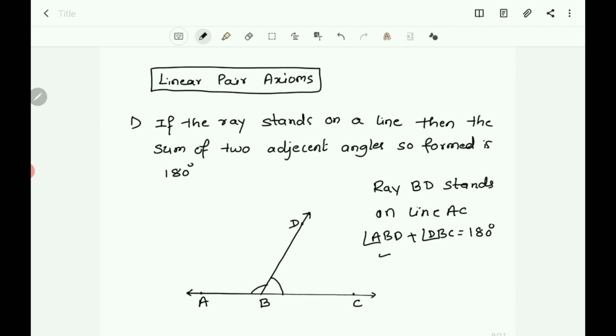Then angle ABD and angle DBC are a linear pair. So if a ray stands on a line, then the sum of two adjacent angles so formed is 180 degree, which means when a ray stands on a line, you will get a linear pair of angles.